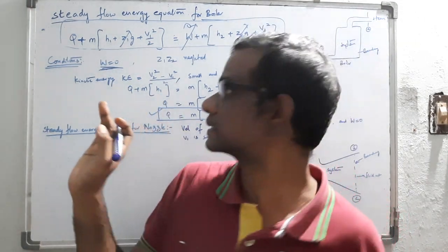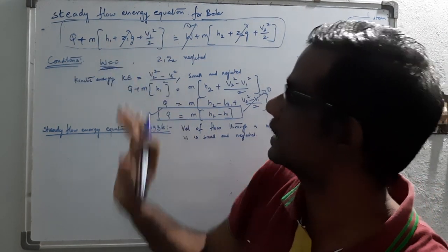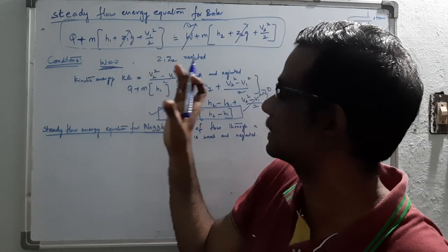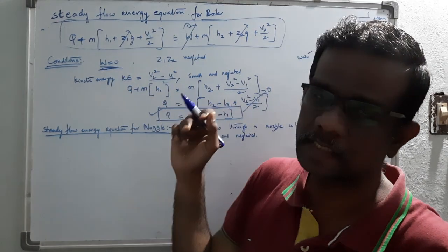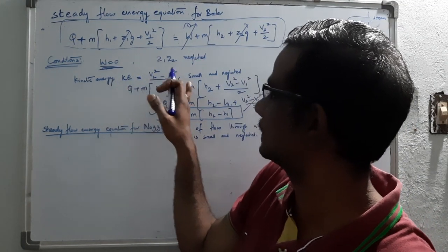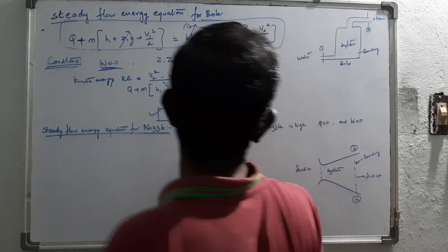Can you do it? Okay. So first you note down the conditions. The work done is 0, z1, z2 are neglected. So why? Because the mass of fluid entering the system is the same as leaving the system. At the same time, kinetic energy is v2 squared minus v1 squared by 2. Okay. So this is the final equation.